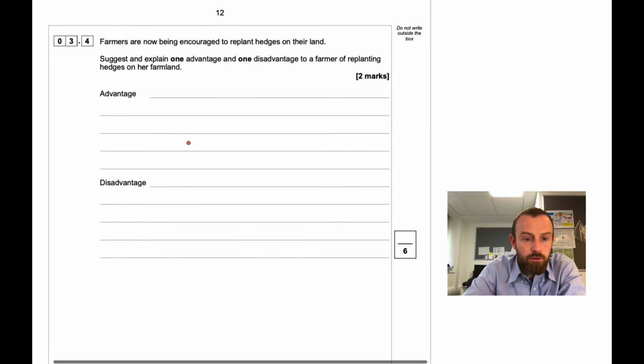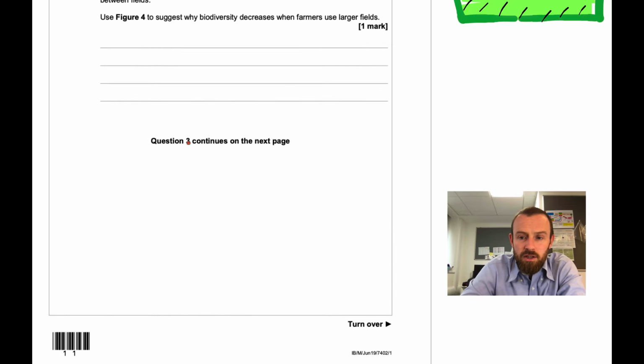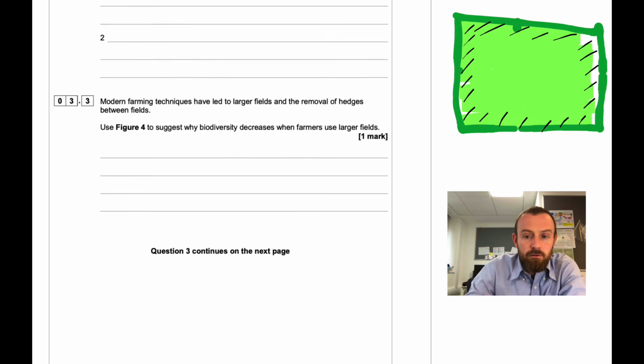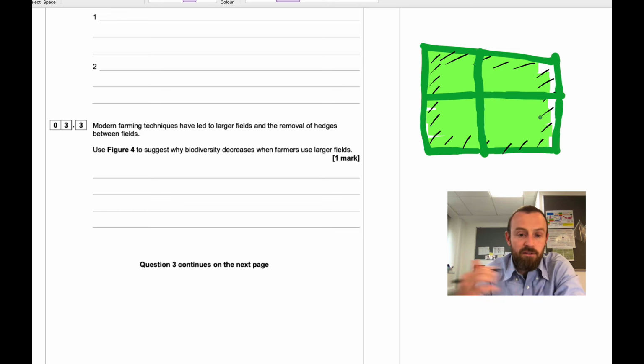Okay, moving on with more question 3. Farmers are now being encouraged to replant hedges on their land. Suggest and explain one advantage and one disadvantage to a farmer of replanting hedges on her farmland. Well, let's go back to this picture up here. If I were to take this large field and replant a hedge down the middle, look what I'm doing. I am removing a small portion of the area of the field. So there's going to be less area for farming crops, so that's a disadvantage.